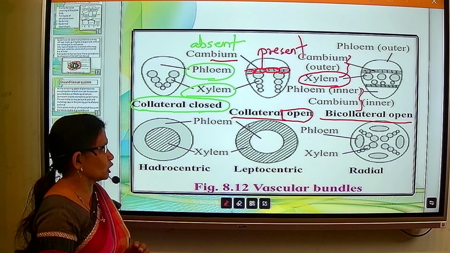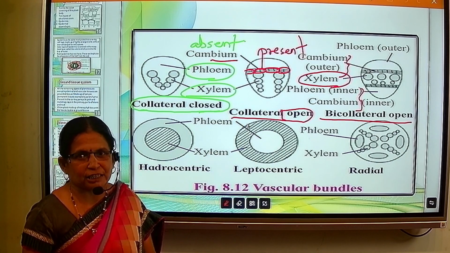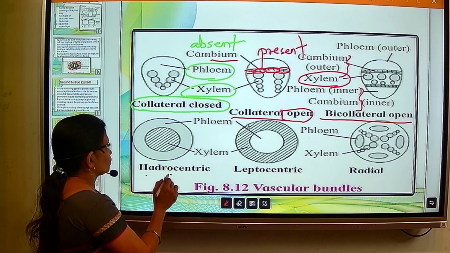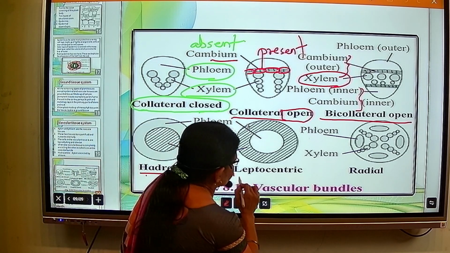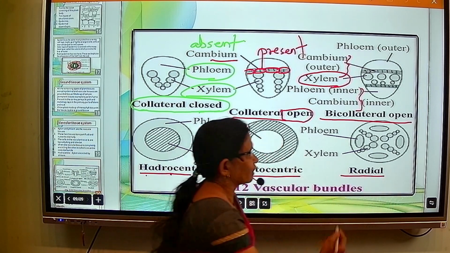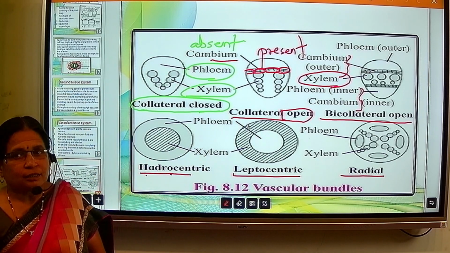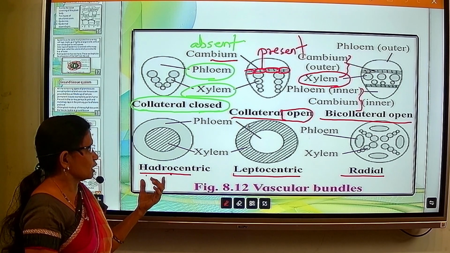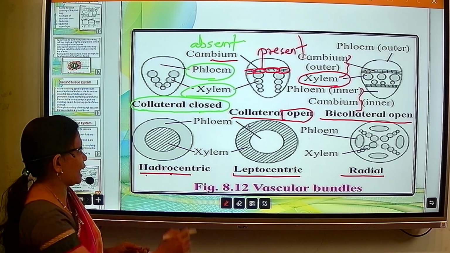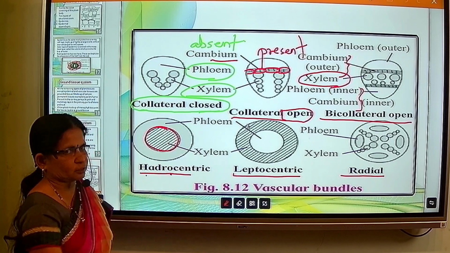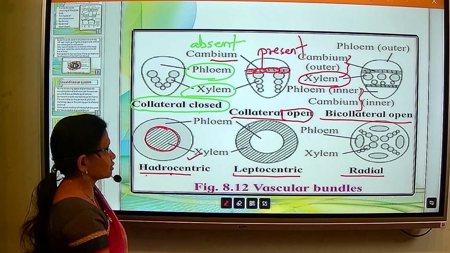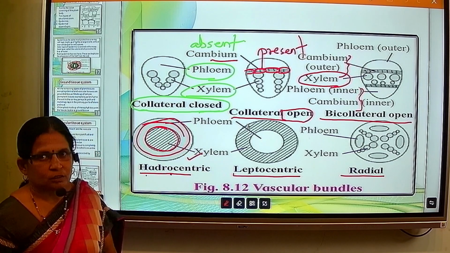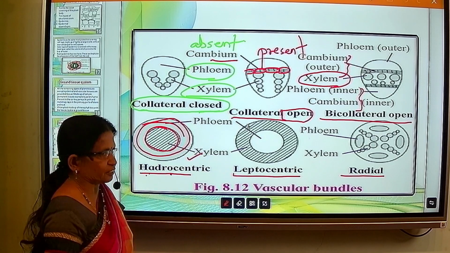Now according to the position of the xylem and phloem, these are classified into hadrocentric, leptocentric and radial. What is meant by hadrocentric? We will see the figure. In the figure, the xylem occupies the center. See, this one is the center. Xylem is at the center and phloem is around it. It is called hadrocentric.